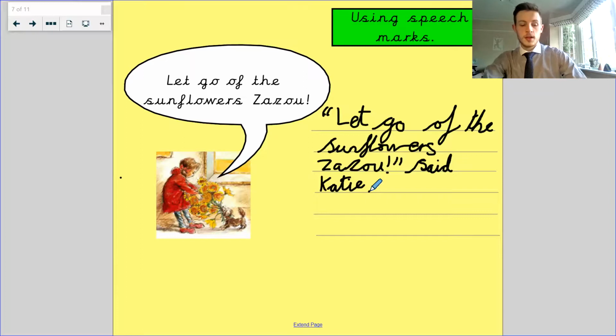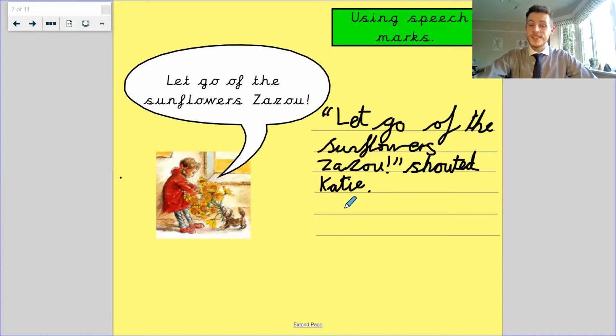A full stop. Now, just like before, said, bit of a boring word. Don't like said. Unfortunately, it's the one that we all learn, but don't really like said. So I'm going to add in another word. Now, Katie was getting quite anxious about Zazu breaking the flowers, so she might have shouted. "Let go of the sunflowers, Zazu," shouted Katie.